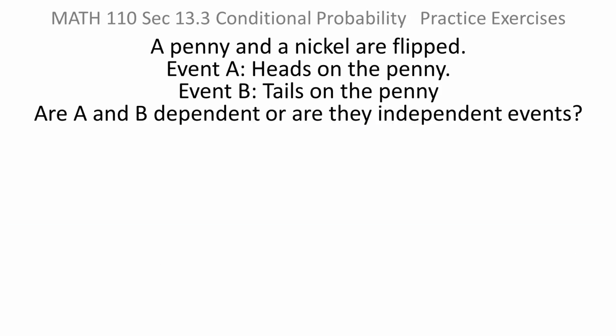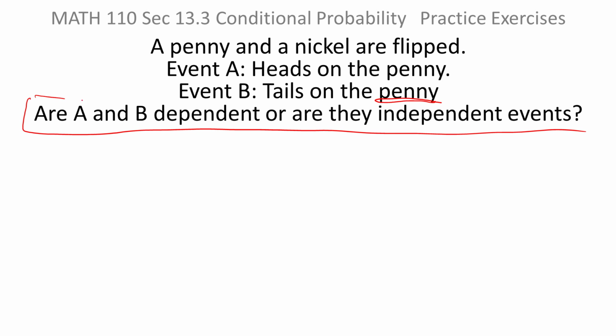Let's change this ever so slightly. This time I'm still flipping a penny and a nickel. Event A is the event that I get heads on the penny, but this time event B is that I get tails on the penny. Same question, are A and B independent events or dependent events?